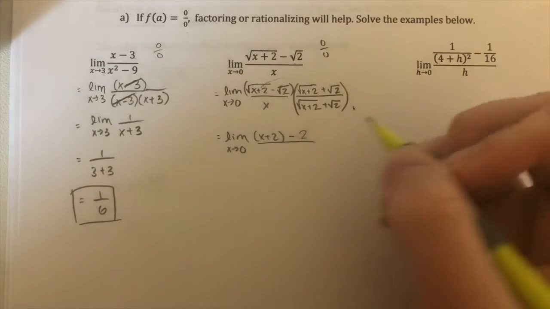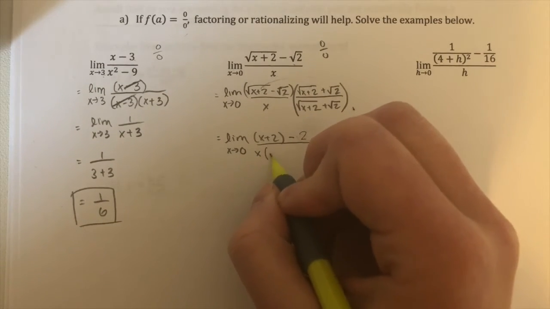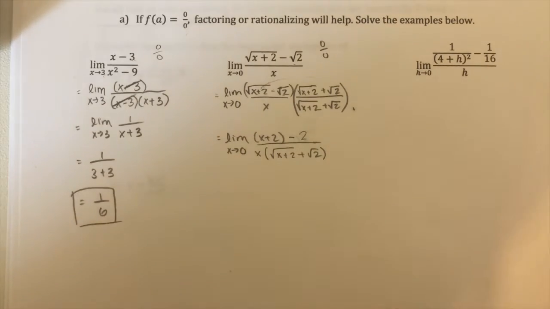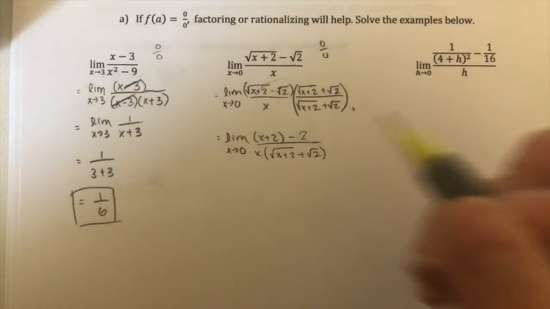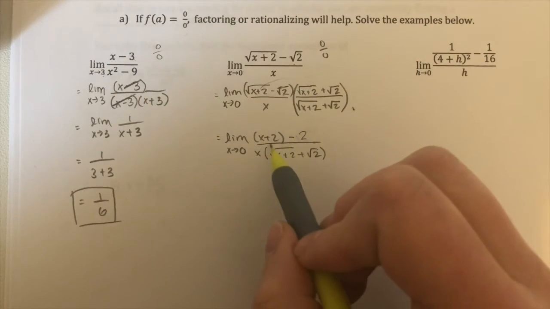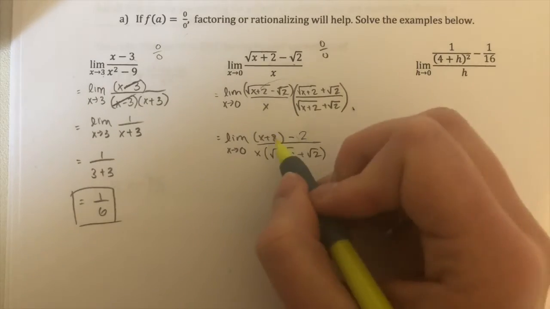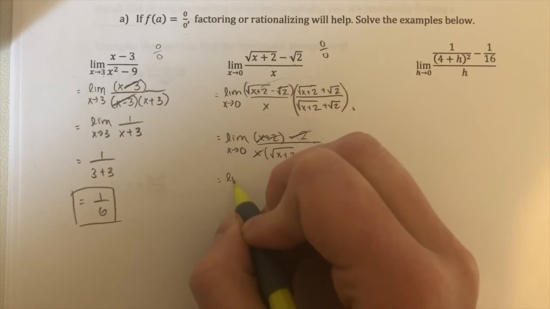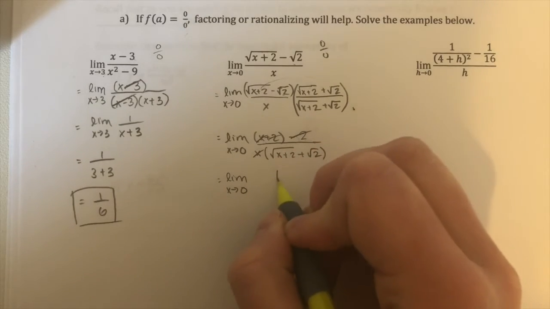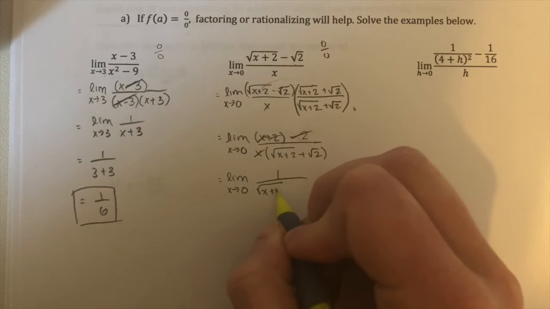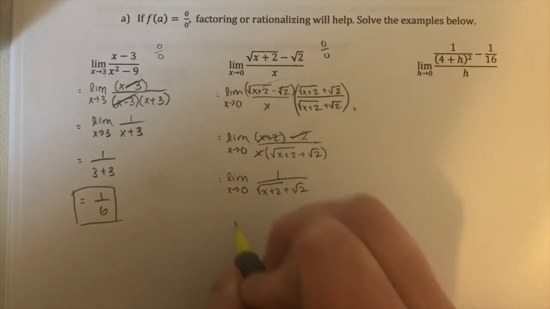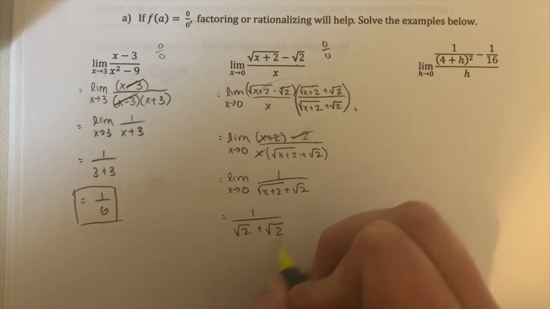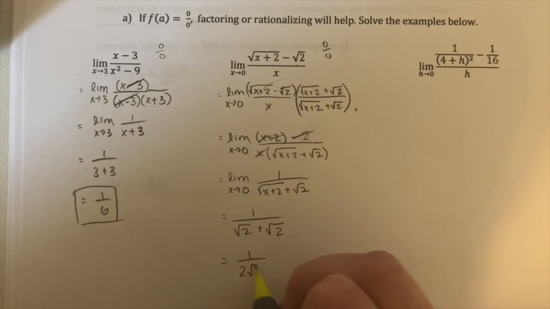Okay. And then I'm going to leave this whole thing on the bottom. Okay, because notice how on the top, my plus 2 minus 2, that's going to cancel. So then I've got x divided by x, that's also going to cancel. So then I just have the limit as x approaches 0 of 1 over root x plus 2 plus root 2. If I plug a 0 in here, then I just have 1 over 2 root 2.